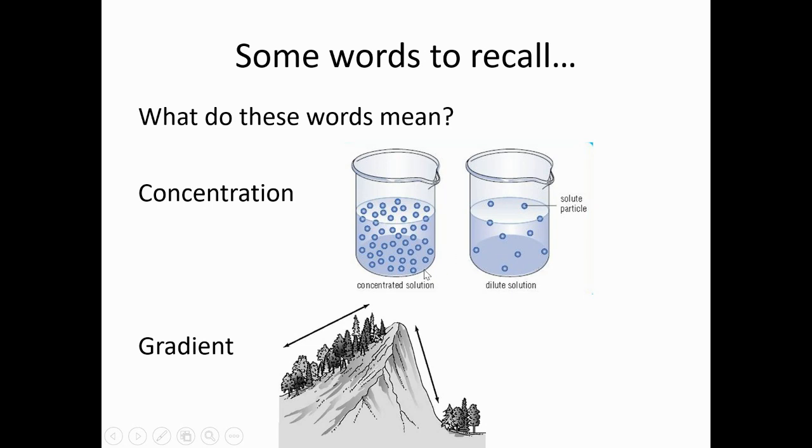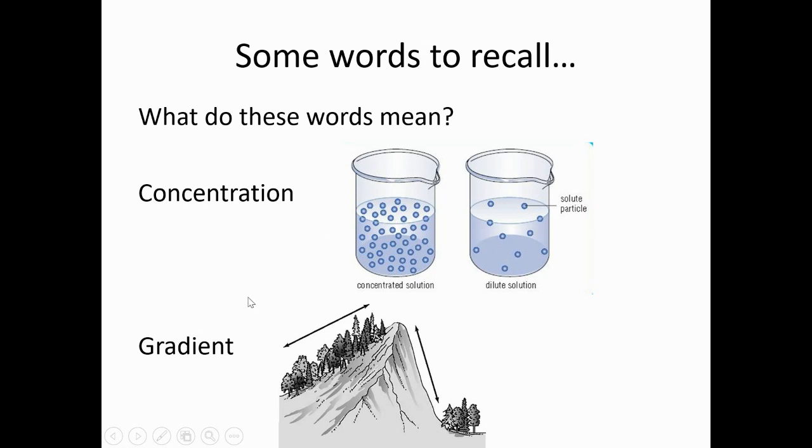A good model for this, I suppose, could be squash. So concentrated squash, strong squash, has got lots of squash in a volume, compared to weak squash, where there's actually very little squash compared to the amount of water in that volume. Okay, so diffusion moves from an area of high concentration to an area of low concentration. It would be moving from where there's lots of particles in an area to where there's not very many, with active transport being the other way around.